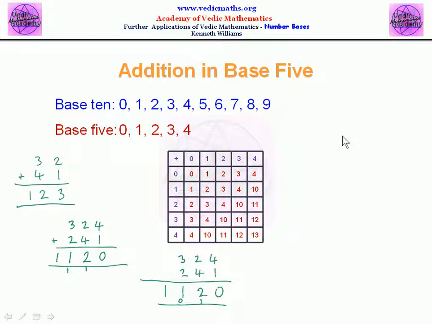Let's just take one more example. Let's have 324 and 332 from left to right. So 3 and 3 is 11. Put down 1, carry 1. 2 and 3 is 10. 10 and 10 is 20. Put down 2, carry 0. Finally, 4 and 2 is 11. Nothing to add on, so we just put 11 down. 1, 2, 1, 1.